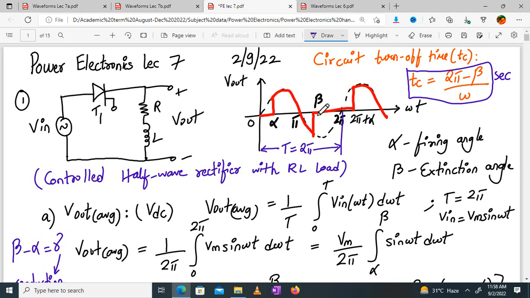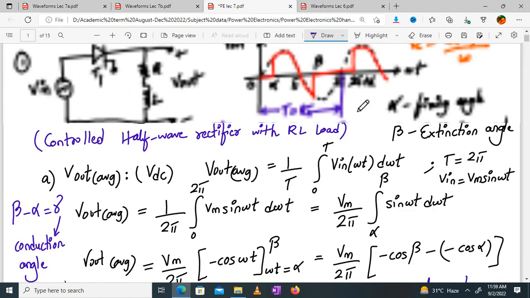What pi to 2 pi? No. When is the SCR turning off? At alpha, no? See, when the SCR turns on, it will follow the input nature. Look, it follows the input from alpha to beta and then it's again going off. Everyone understood? So shall we jump on to the numerical?